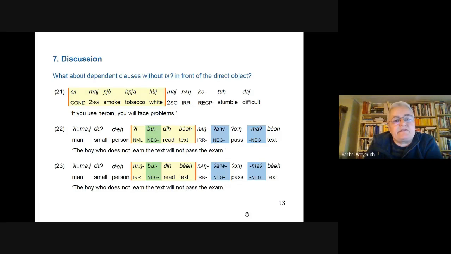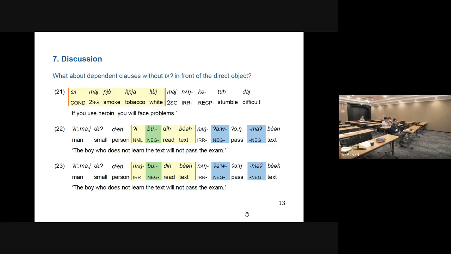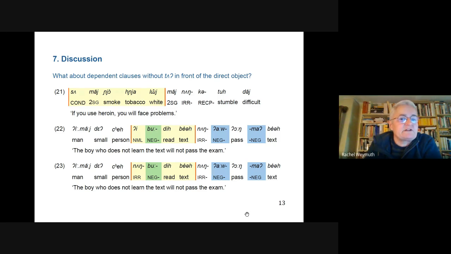However, in 23, we don't have the nominalizer, but we have here the irrealis marker nang. So is it still nominalized, or are these clauses on the way to change the constituent order, like it's the case with the conditional clauses? This is also not yet clear.